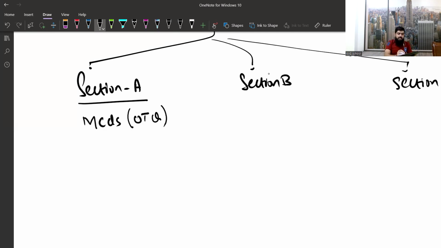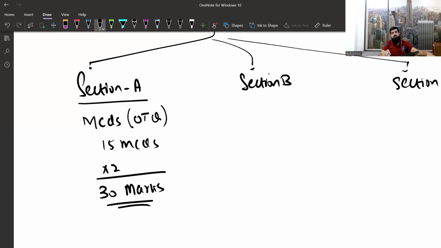In this particular section, 15 MCQs will be tested and each MCQ will carry 2 marks. Which means the total weightage of section A would be 30 marks. In section A, we are going to be tested for 30 marks, that is 15 MCQs, and each MCQ will carry approximately 2 marks.